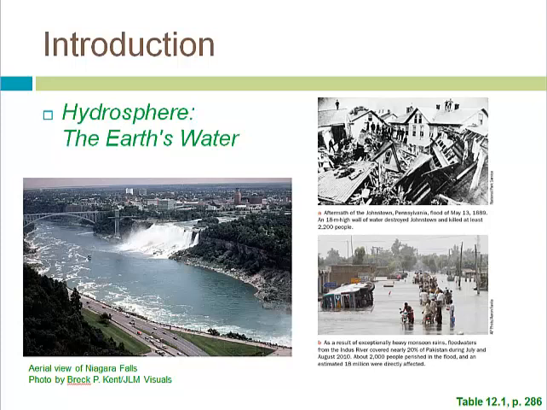But 71% of the Earth's surface is covered in oceans and seas, and then the atmosphere contains about 4% of the water, and then the rest of the water is either ice or groundwater or rivers.